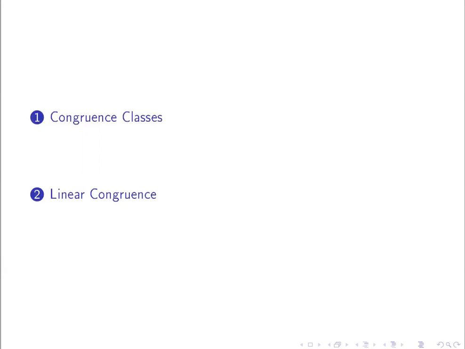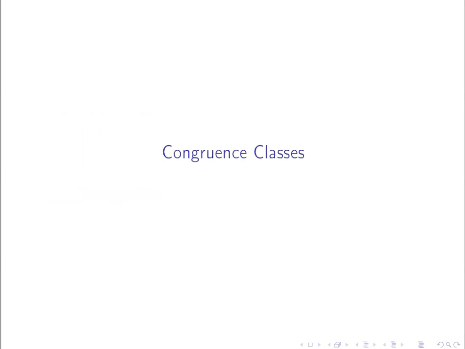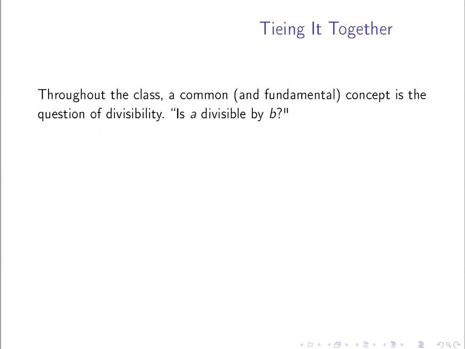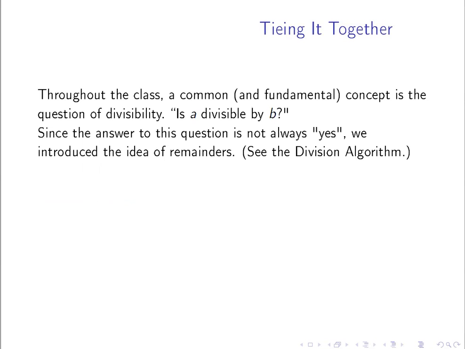Today I'm going to talk about two specific things: congruence classes, and then secondly, linear congruence. So let's talk about congruence classes. First off, I'm going to tie all this together. Throughout the class, a common and fundamental concept has been the question of divisibility. As we talk about integers, we often ask, is A divisible by B? Well, this is not always possible. The answer sometimes is no. And so we have to have an idea of remainders, hence the division algorithm.